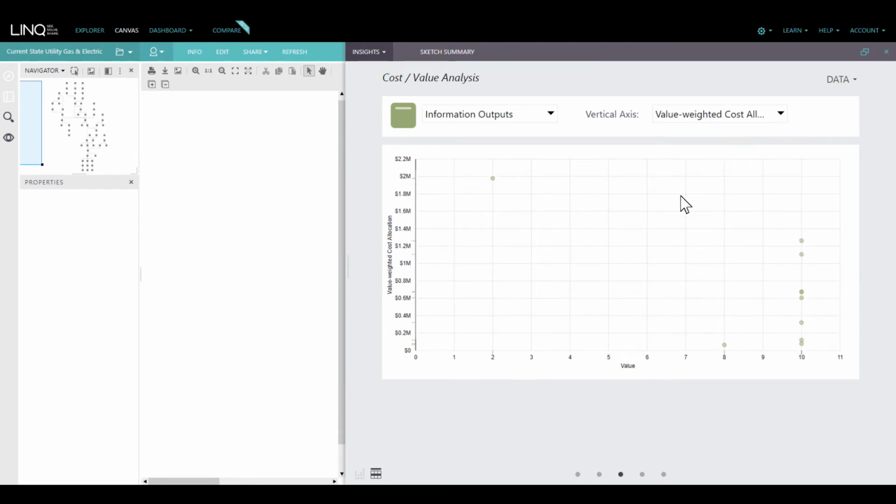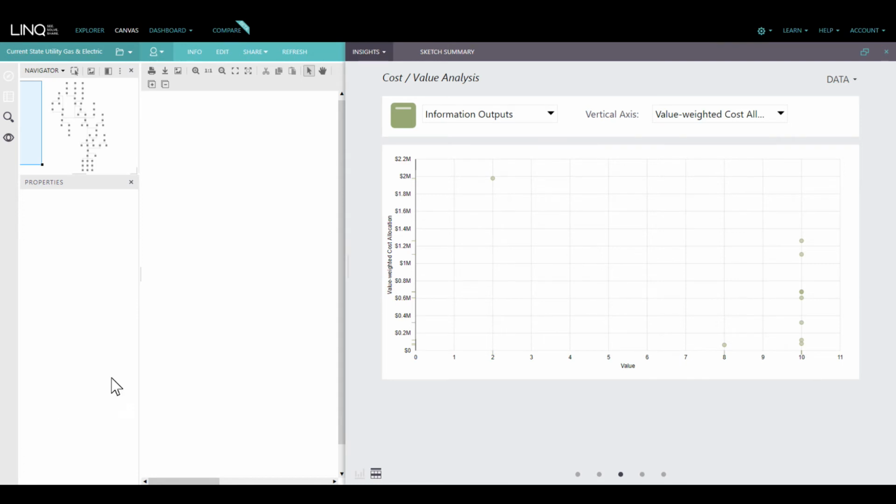This shows us the relative value and cost of each information output in the model. What's most interesting here is that we can see that the highest cost piece of information also has the lowest value, printed maps. Immediately, this is an obvious candidate for cost savings.